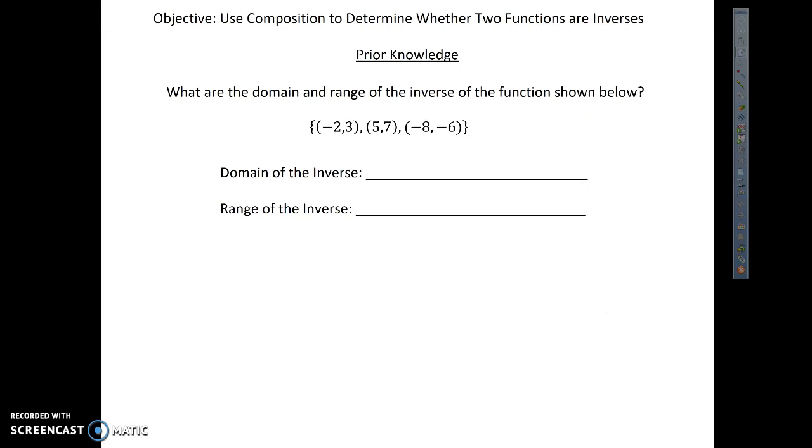If we have a function here and we want to know the domain of the inverse, we can find that just by taking the range of our outputs. So the range of our current function is -6, 3, and 7. The range of our inverse would be the domain of our current function, and that would be -8, -2, and 5.